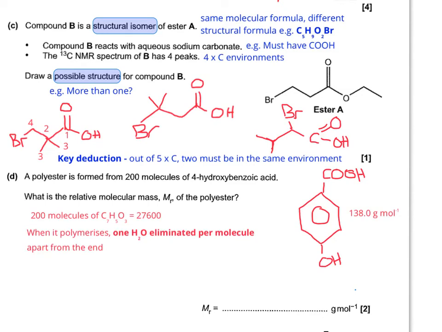When it polymerizes, one H2O is eliminated per molecule apart from the end. In other words, when you get a polymerization of 2 molecules together, you get an H2O eliminated. So there must be 199 waters eliminated if 200 molecules of 4-hydroxybenzoic acid are going to polymerize in a chain. You've got to multiply the Mr of water times 199 and then subtract that from your original 27,600. If we put that in, that gives us 24,018 grams per mole.